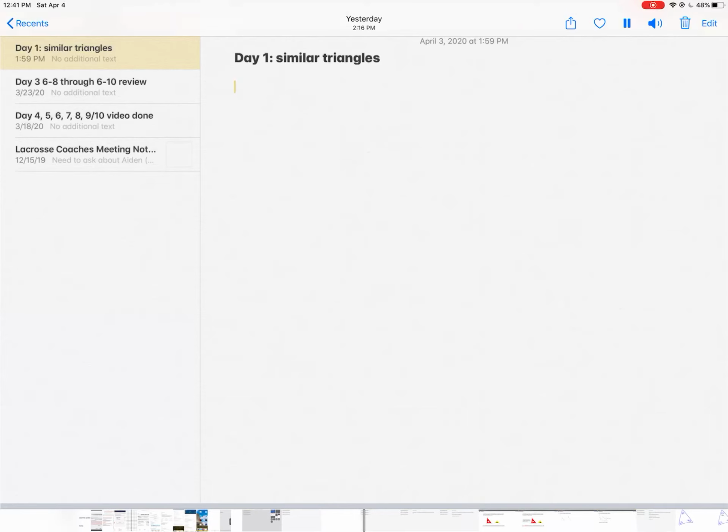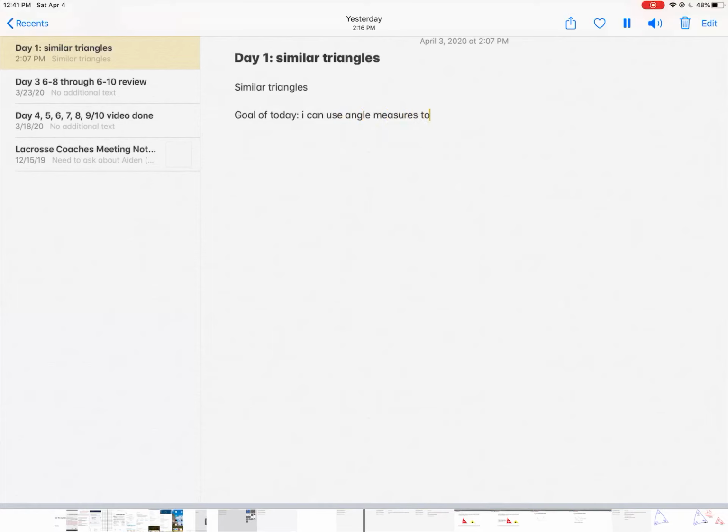Classroom. We're going to be talking about similar triangles today, and the goal of today will be, let me make sure I have it right, the goal of today will be that I can use angle measures to determine whether two triangles are similar or not. So we're going to talk about what similarity means, and then how we can use angle measures to determine whether they are similar or not.